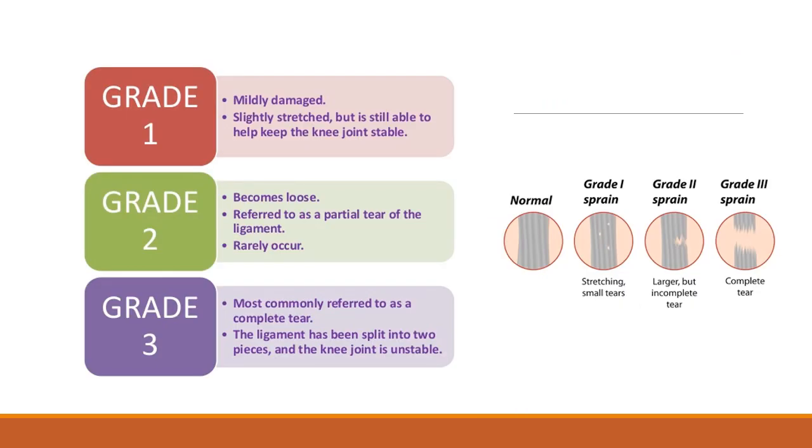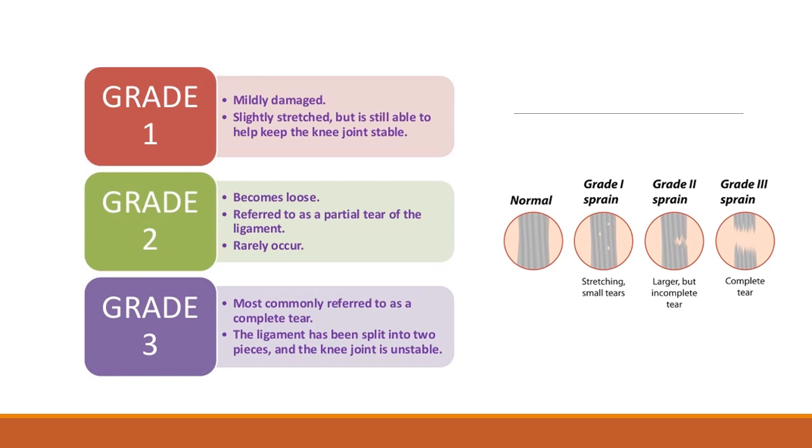Let's move on to discuss the ligament injuries of the knee. So there is a grading system for ligament injury. Grade 1 is a sprain of the ligament. So few fibers are torn, but the main bulk of the ligament itself is still intact.